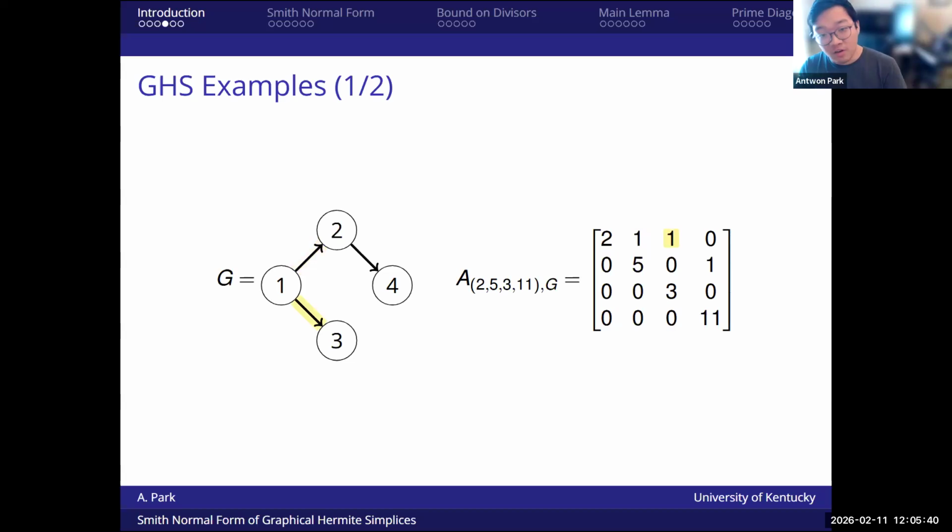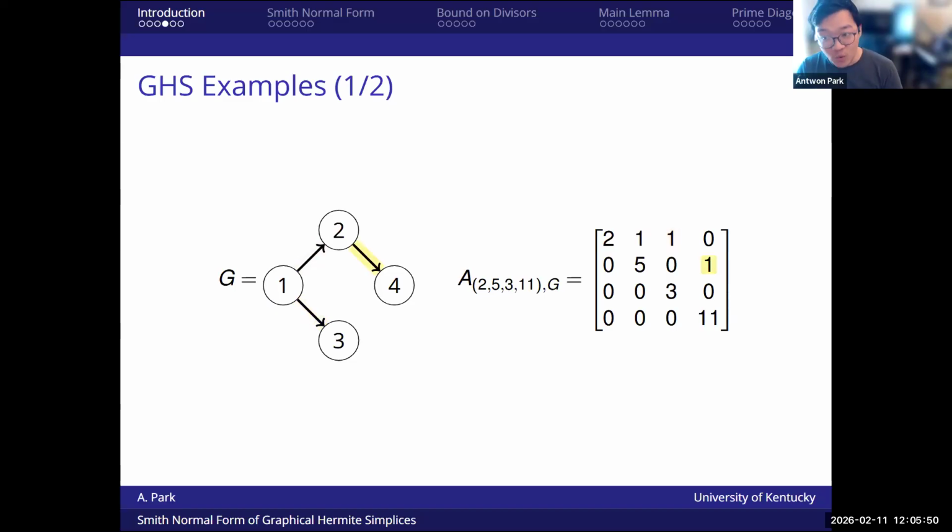If I do it again, on another edge, I have an edge between 1 and 3. So that means that in row 1, column 3, there should be a 1 there. The last edge in the graph is between 2 and 4. So on the second row, the fourth column, I have a 1 there. There are no other edges in the graph, and so everything else in the upper triangular portion is going to be a 0 for me.